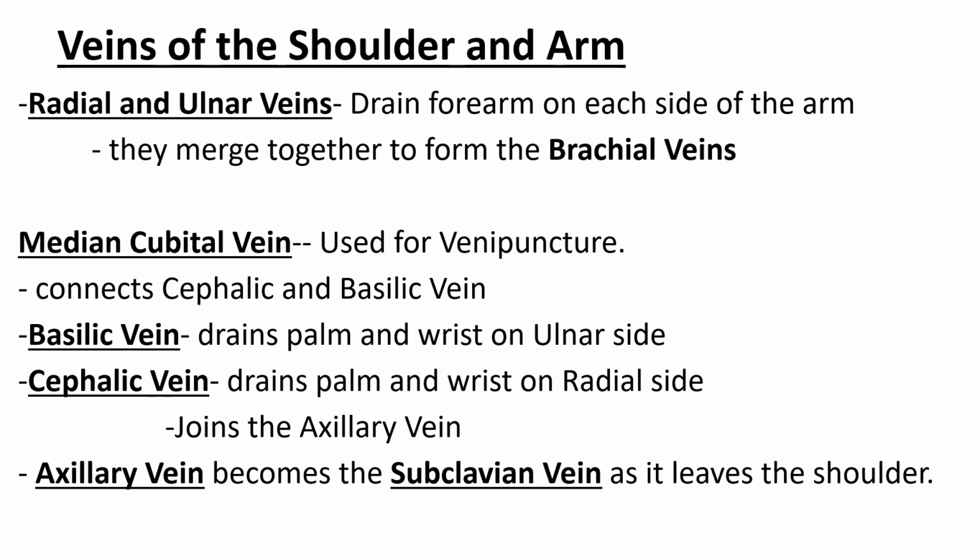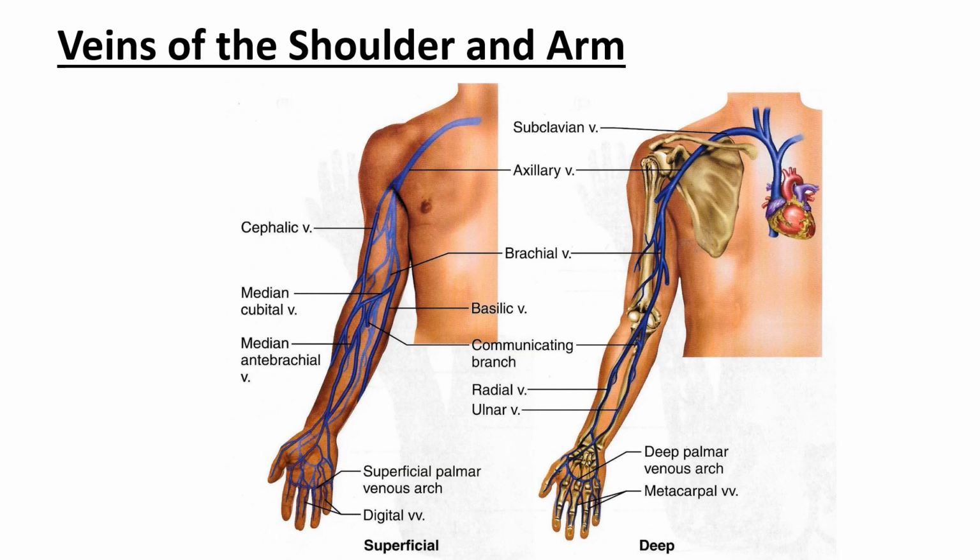And they're going to drain back up and join the axillary vein. Our axillary vein is going to become the subclavian vein as it leaves the shoulder, and then it's going to unite with that internal jugular vein to become the brachiocephalic vein on each side. So we can see in our pictures, it's pretty straightforward. I want to pull our attention over to the anterior picture on the left-hand side and immediately grab that cephalic vein. So we can see how that cephalic vein runs up on the radial side, our basilic vein on the ulnar side, and then connecting the two is my median cubital vein.